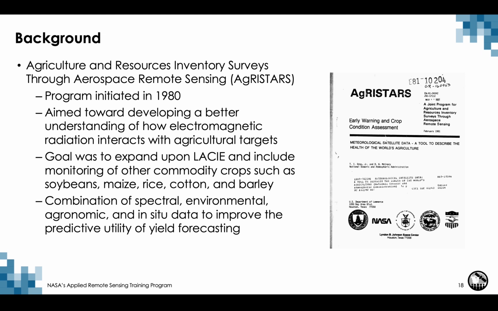During the 4-year duration of the program, researchers sought to determine the feasibility of integrating remote sensing technology into existing and future USDA missions. The goal was to expand upon previous research with wheat to include monitoring of other commodity crops such as soybeans, maize, rice, cotton, and barley. Projects spanned from soil and crop condition assessments to early warning of plant stress, soil moisture measurements, and a better understanding of how electromagnetic radiation interacted with crops and rangeland.